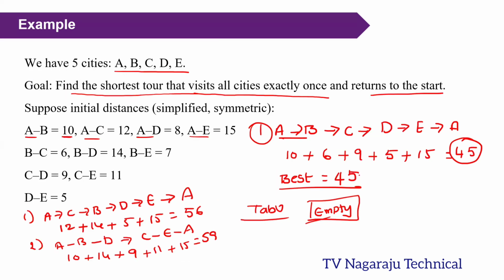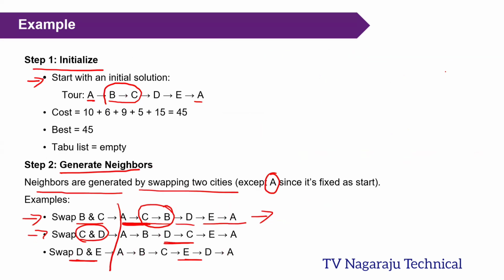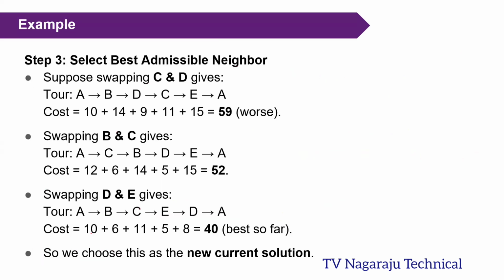A, B, C, E, D, A. A to B, B to C, C to E, E to D, D to A. What is the cost? 10 plus 6 plus 11 plus 5 plus 8. Now the cost is 16, 20, 15, 40. The cost is 40. Now among these three, which one is the best? 40. That means I am selecting this neighbor.